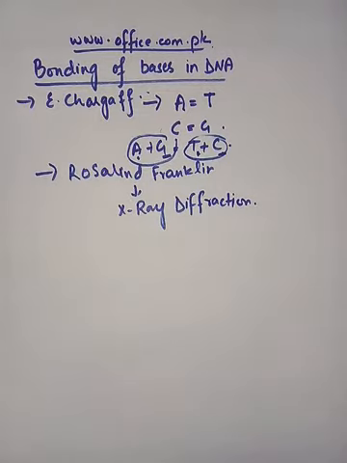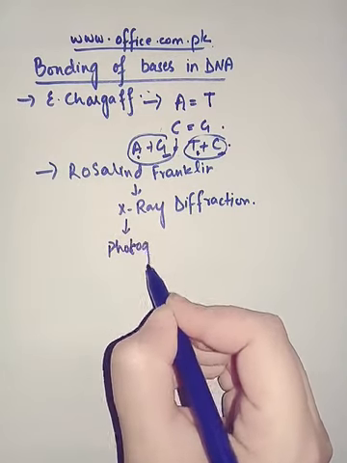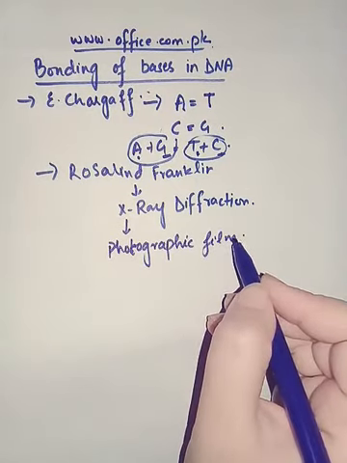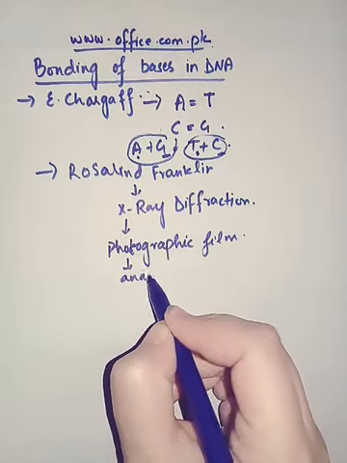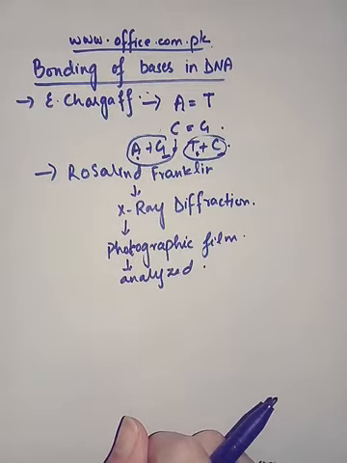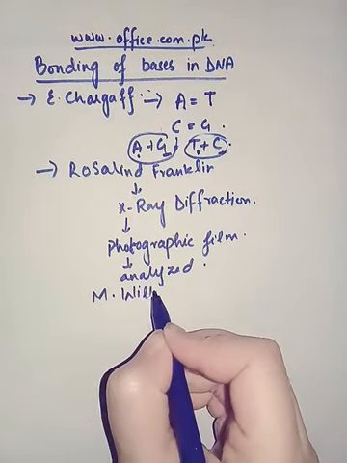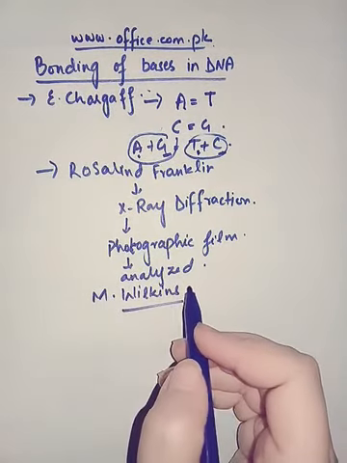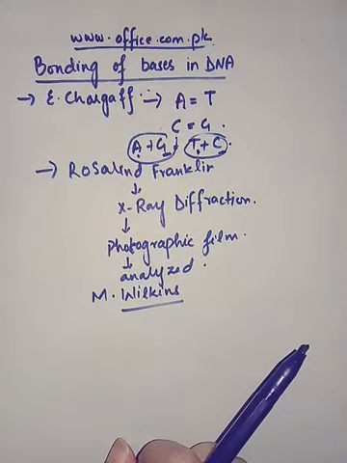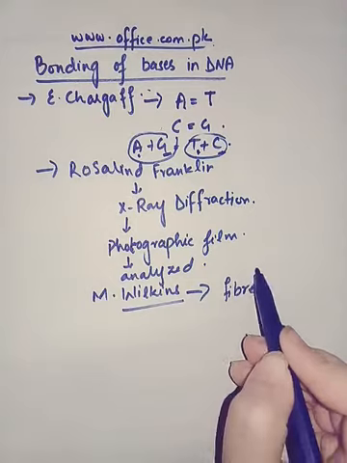So the resultant pattern was obtained on a photographic film. And this was then analyzed. This was analyzed in the laboratory of a British biochemist whose name was Maurice Wilkins, or you can say M. Wilkins. He had this laboratory. So Franklin performed her experiments in his laboratory, and this scientist prepared the fibers of DNA on which this experiment was performed.